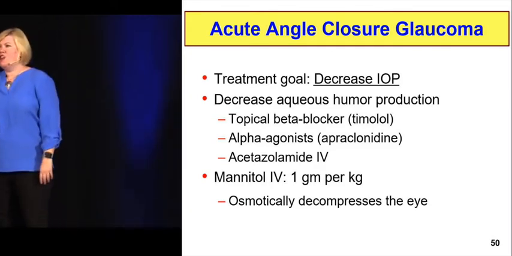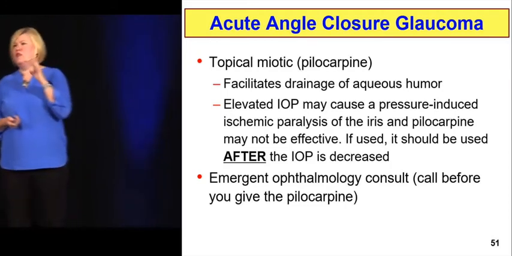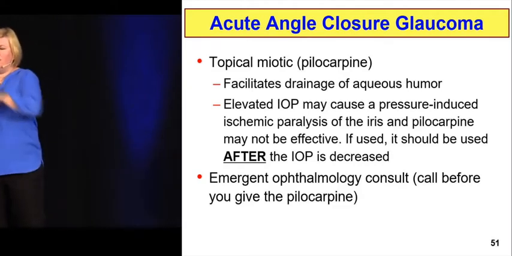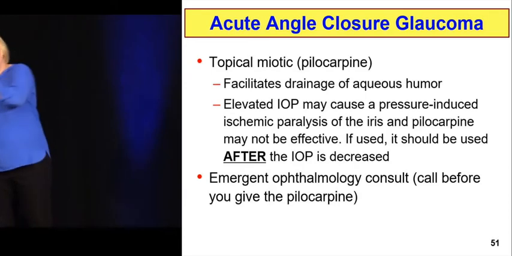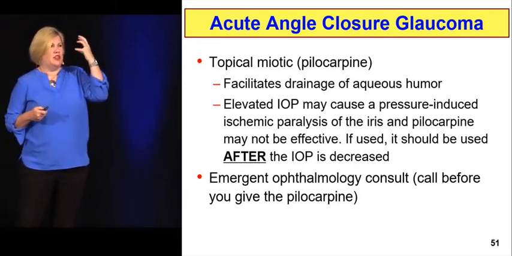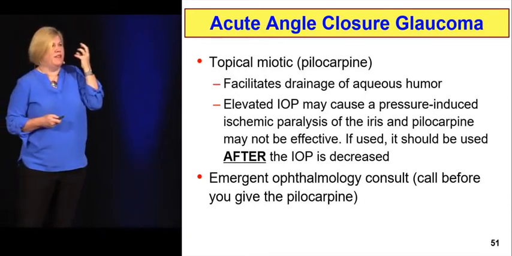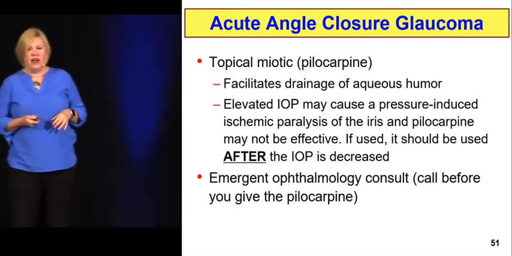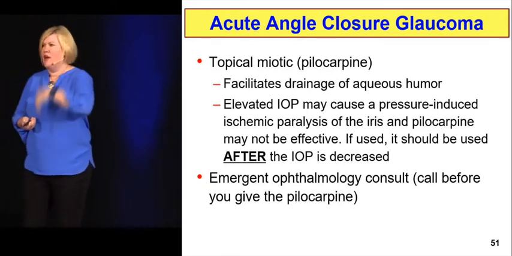Now, pilocarpine is also on the list. Pilocarpine is a topical miotic. It's very unusual. It shrinks the pupil, and it helps facilitate drainage of that aqueous humor. It's sort of further down the list of things you give, because usually when the intraocular pressure is really, really high, you get this pressure-induced paralysis of the muscle. So the pilocarpine isn't really going to work for you until you start lowering that pressure. So you really want to use it after that intraocular pressure is at least starting to come down.